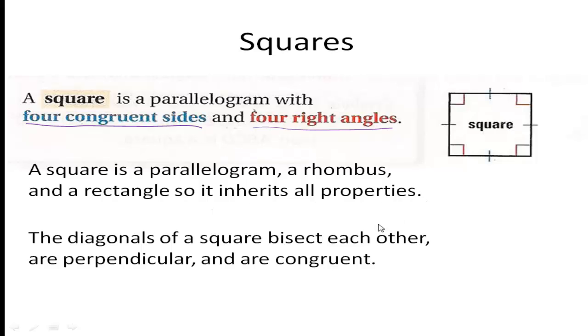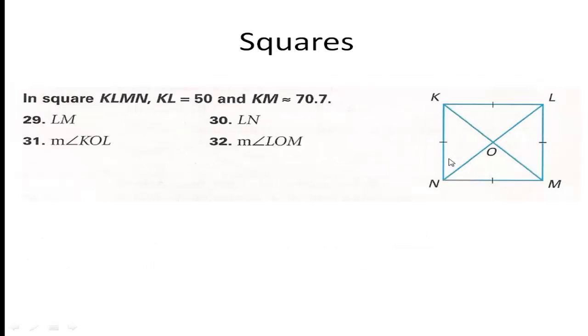So the square is going to have all the properties of a parallelogram. It's going to inherit all the properties of the rectangle and all the properties of the rhombus. So this one has everything. This will have opposite sides are congruent, opposite angles are congruent, consecutive angles are supplementary. The diagonals of a square bisect each other. They are perpendicular and they are congruent. So the square has all the properties that we have learned so far.